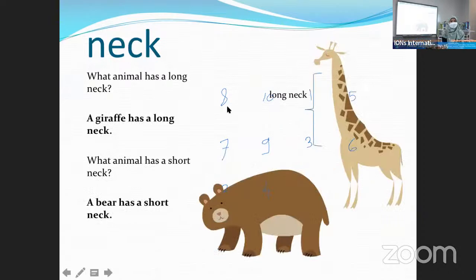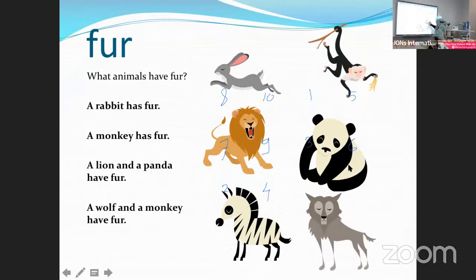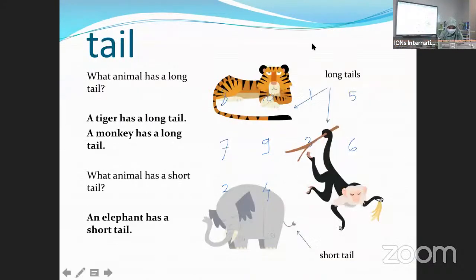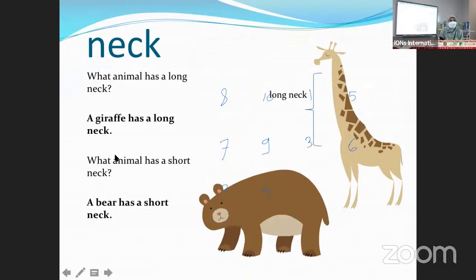How about the next one? Animal has a neck. Some have long and some has a short. So, what animals has a long neck? Is a giraffe, miss? Yes, very good. And how about bear? Does bear has a long neck? No. A bear has a short neck.